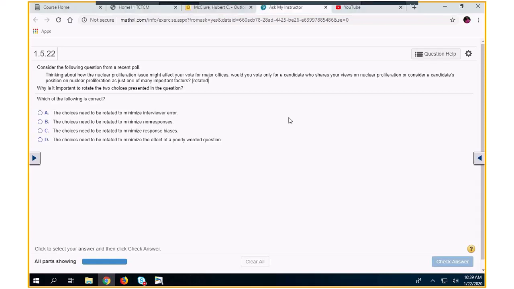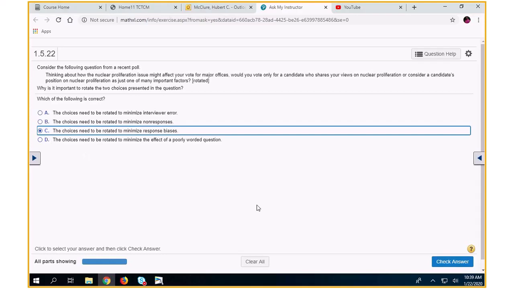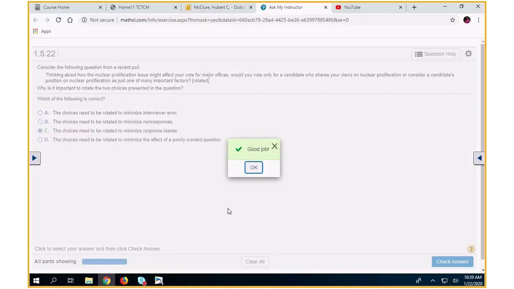Which one says that? Response bias. I can't hear you. What? C. Alpha, Bravo, Charlie, Delta. Thank you. Now, is that the one I said? Because it's probably going to be wrong. Oh my gosh, we got it right.